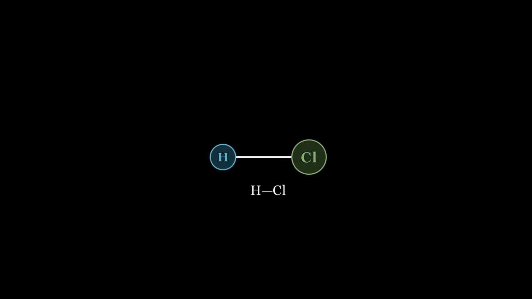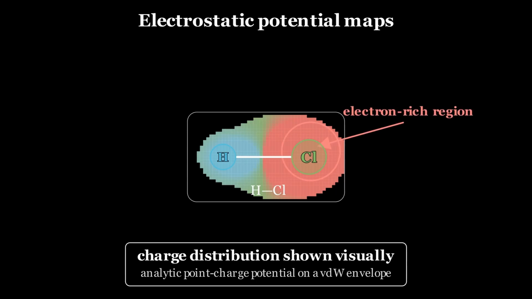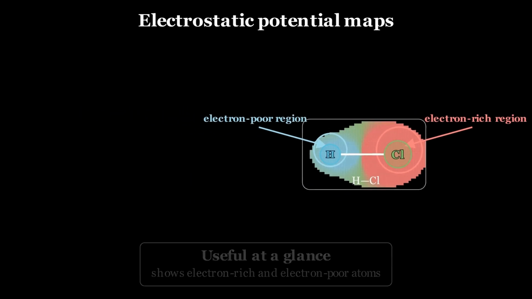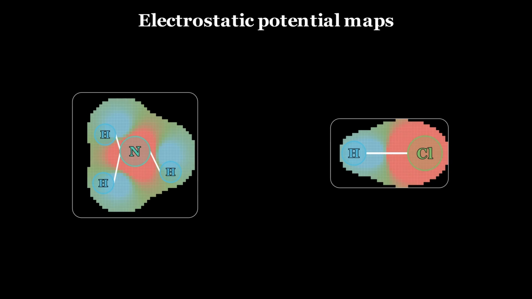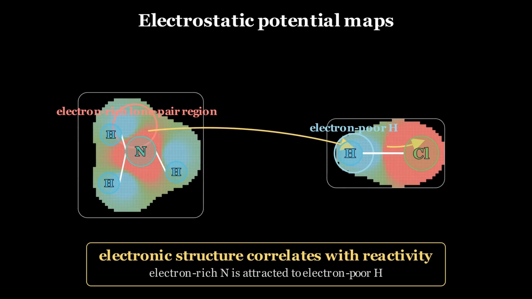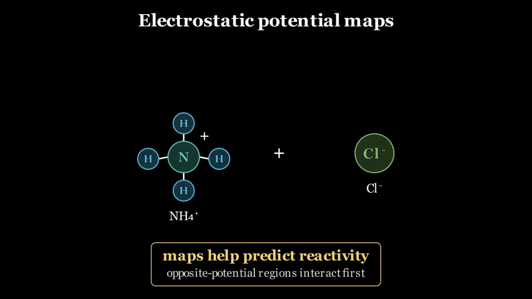Charge distributions in a molecule can be displayed visually with something called electrostatic potential maps. The electron-rich regions are indicated in red, while the electron-poor regions are indicated in blue. Electrostatic potential maps are useful because they not only show the electron-rich and electron-poor regions in the atoms of the molecules. With these maps, we can also correlate these molecules' electronic structure to chemical reactivity.